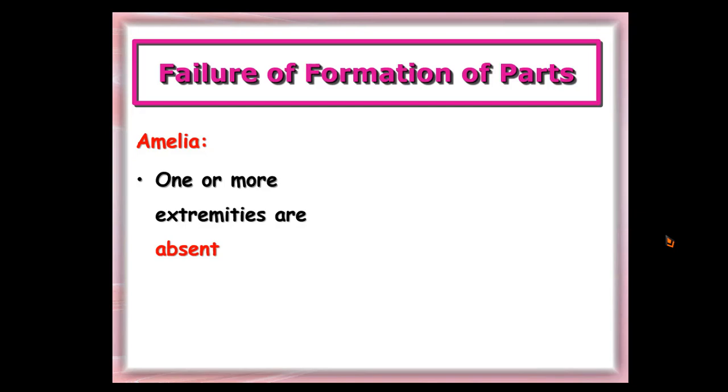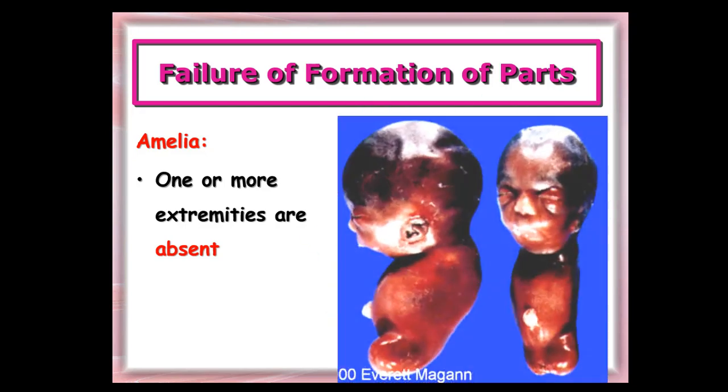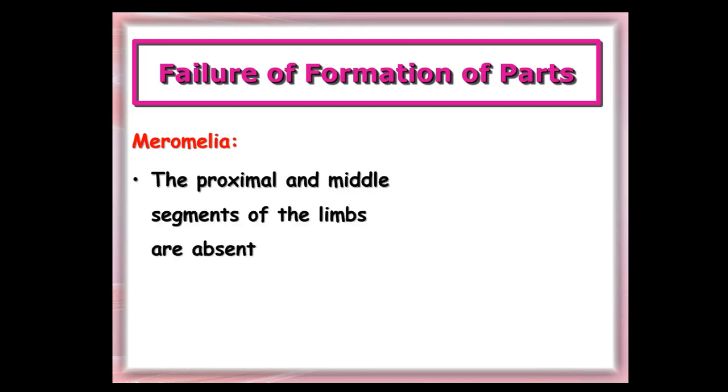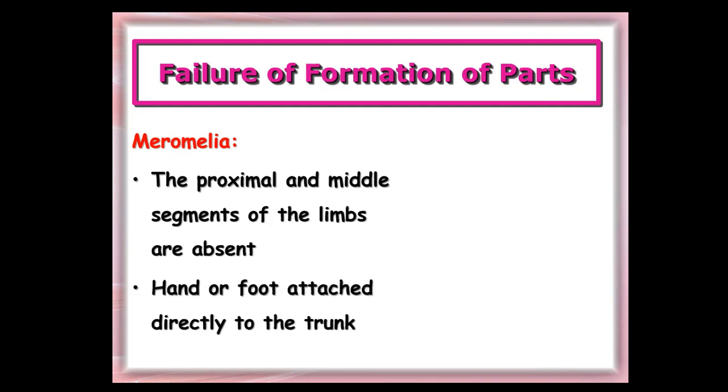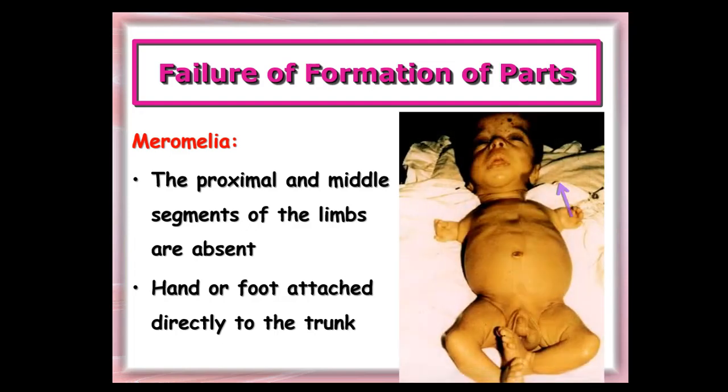In amelia, one or more extremities are absent. As in this picture, you can see that there is absence of the forelimbs. This anomaly, we call it amelia. The other anomaly is because of the failure of formation of certain parts of the extremities. In this case, we call it meromelia, where the proximal and the middle segments of the limbs are absent. Just the hand or foot are attached directly to the trunk, as in this case.